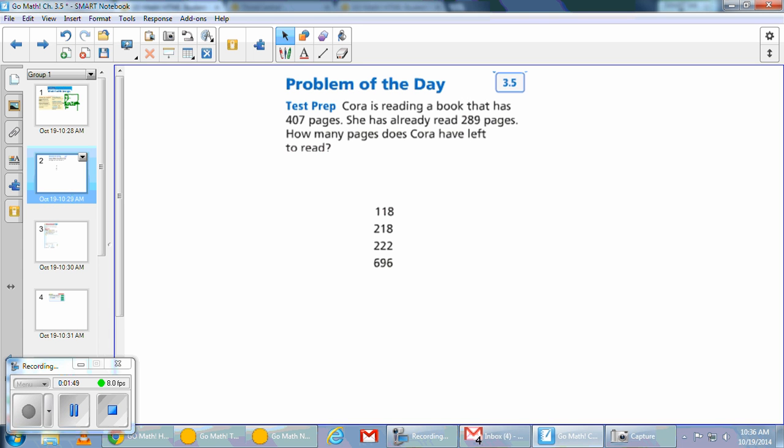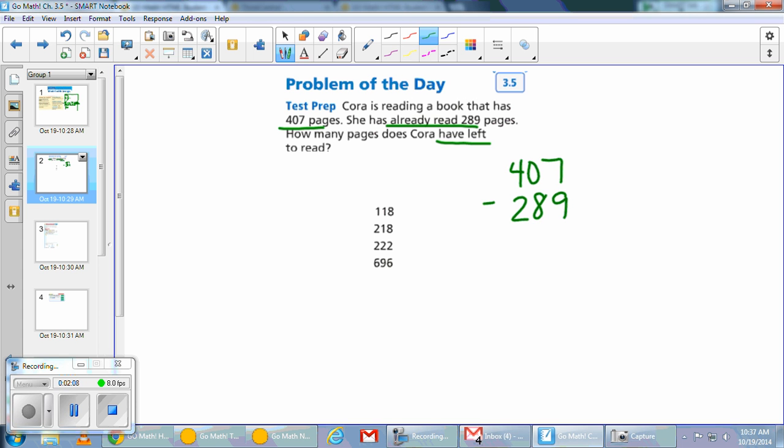Problem of the day is another test prep. Cora is reading a book that has 407 pages. She has already read 289 pages. How many pages does Cora have left to read? So, 407. She's already read 289.